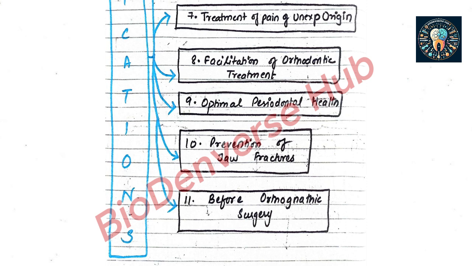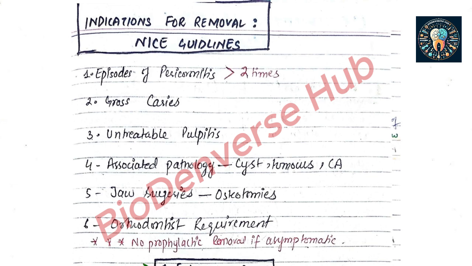We also have some indications for removal according to the NICE guidelines. First of all, according to them, if episodes of pericoronitis are greater than 2 times, you need to go for the extraction. If the tooth is grossly carious, if there is untreatable pulpitis, or if there is presence of any associated pathologies, that is tumor, cyst or carcinomas, or if there are any jaw surgeries, osteotomies that have to be performed, or any orthodontic requirement, you need to go for the extraction of the tooth in these conditions. No prophylactic removal if asymptomatic.